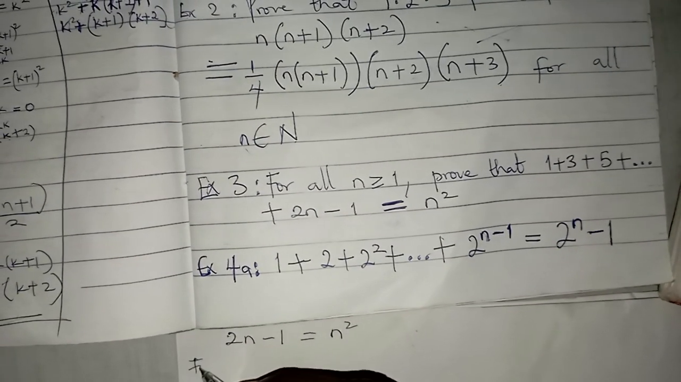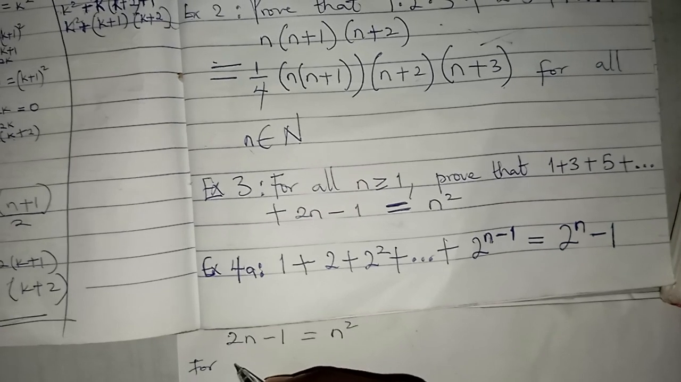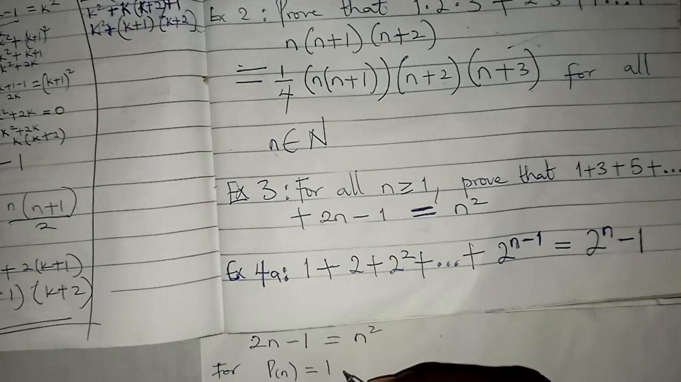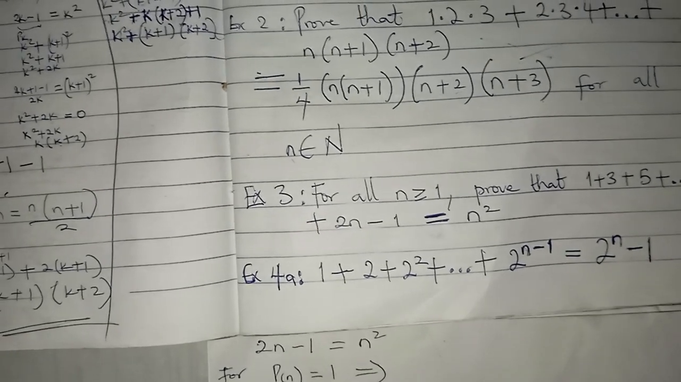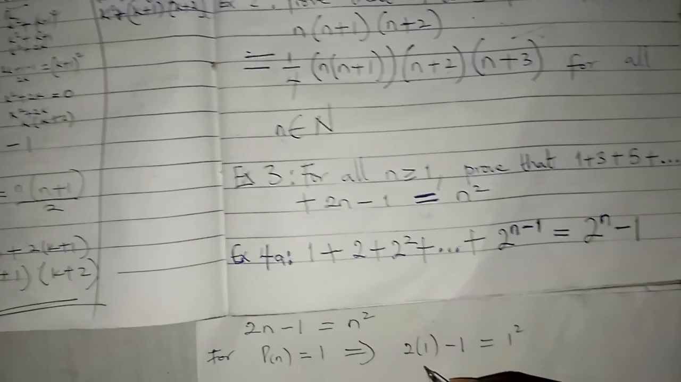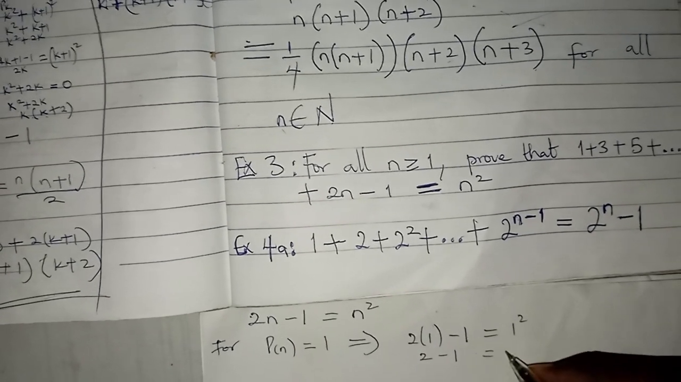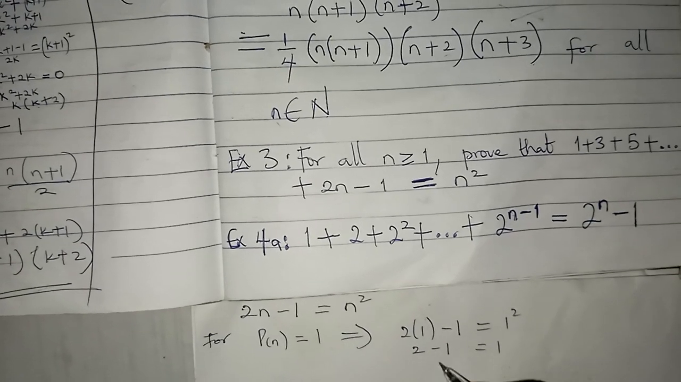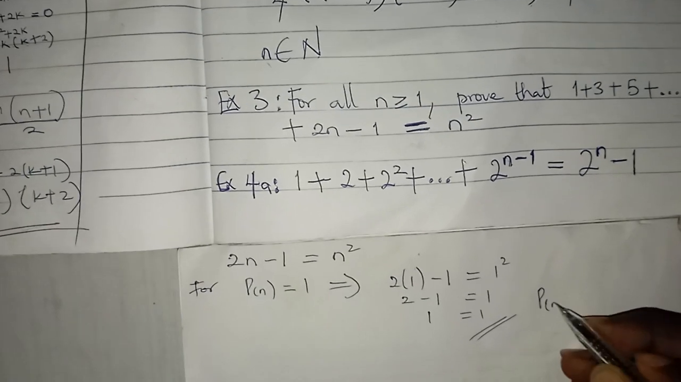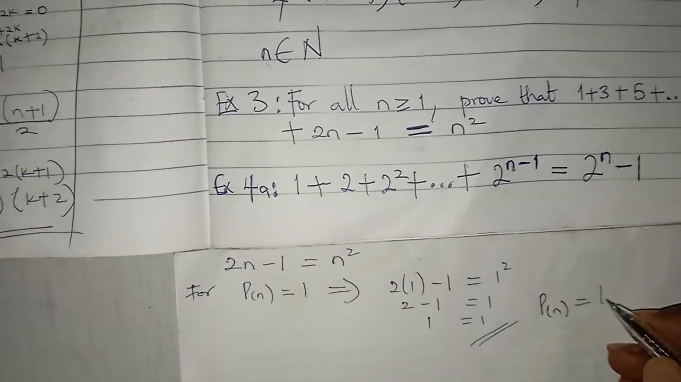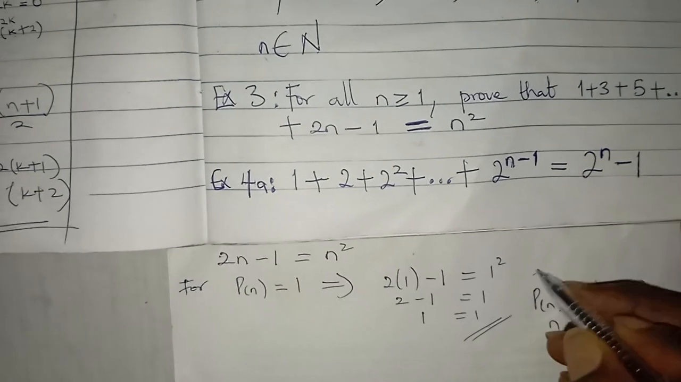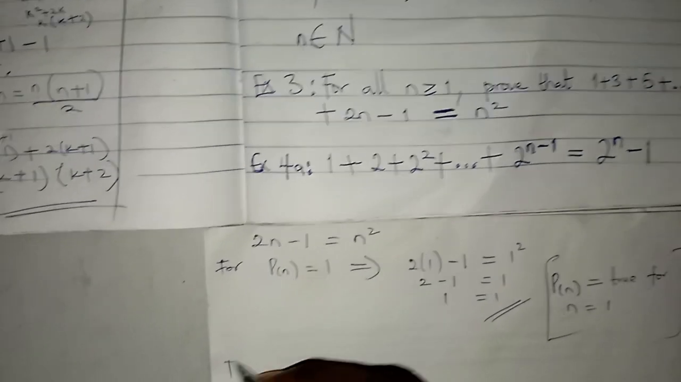So for the first step, the base step, P of n with n equals to 1. I will have 2 into 1 minus 1 equals to 1 squared. So 2 into 1 is 2, minus 1 equals to 1. 1 raised to power anything is 1. So this is 1 equals to 1. So P of n is true for n equals to 1 for the base step.